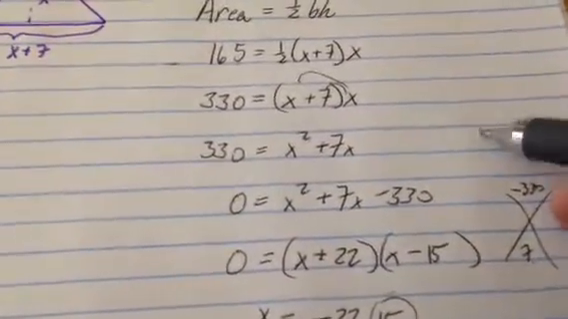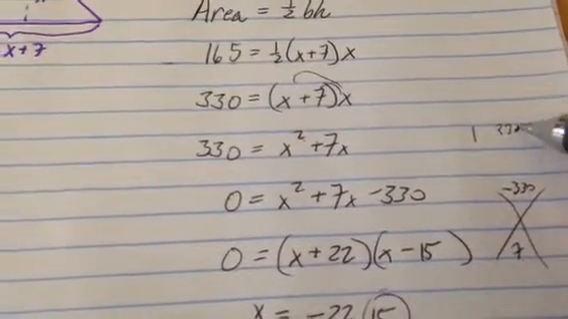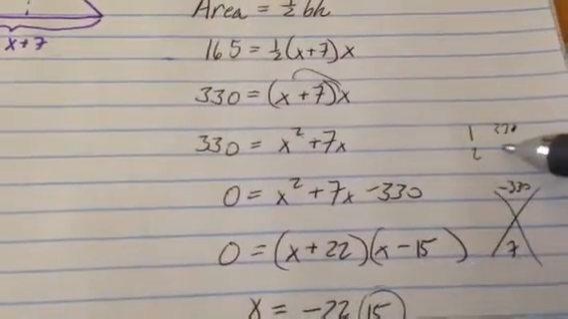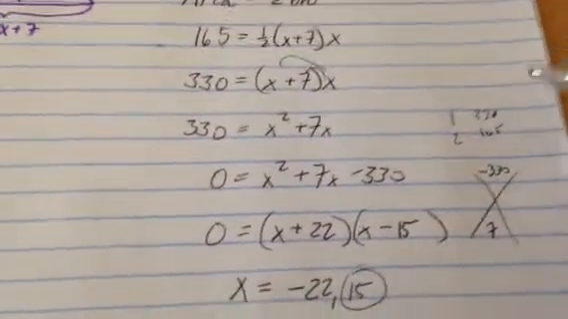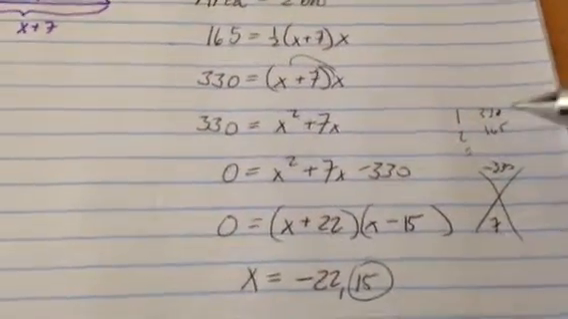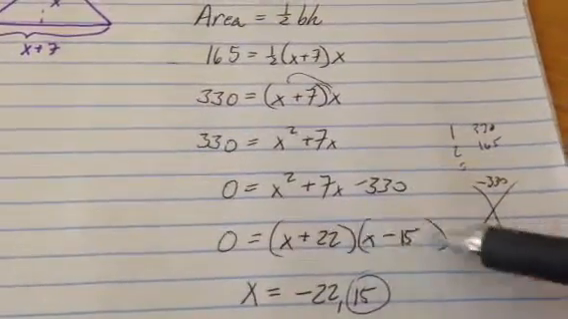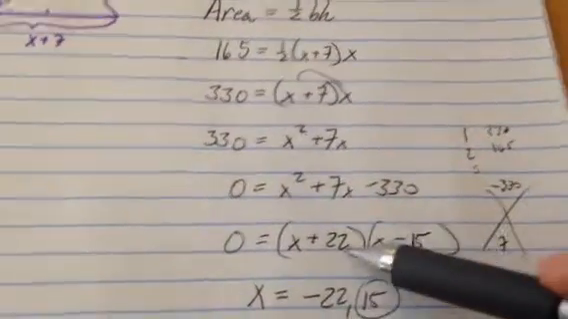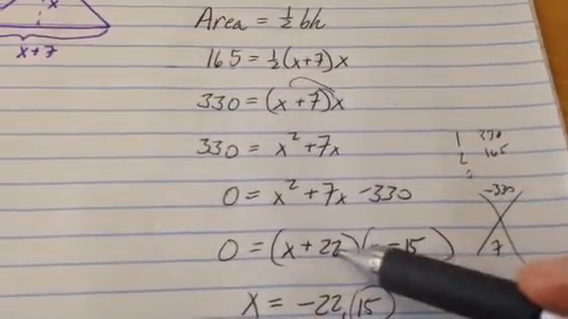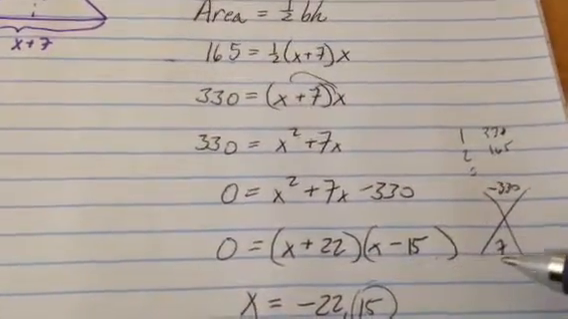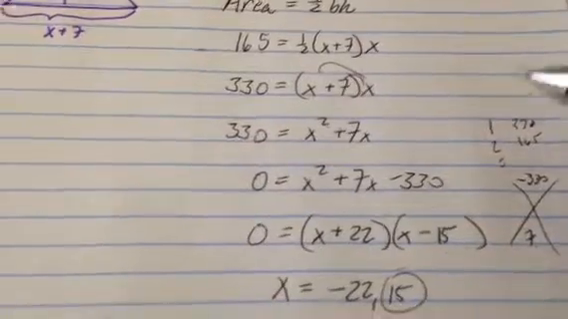So you just start at 1, you're like 1 and 330, and no, that won't do it. And 2 and 165, and no, that won't do it. And you just keep going until you stumble across 22 and 15. 22 times negative 15 will give me negative 330, and 22 plus negative 15 will add to 7. So we're quite happy about that.